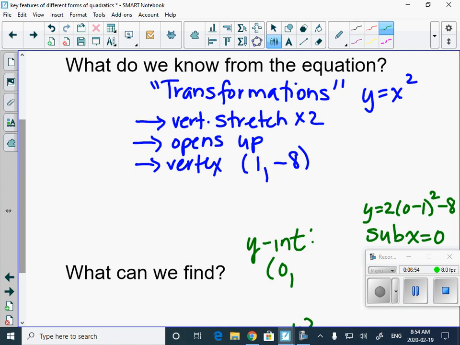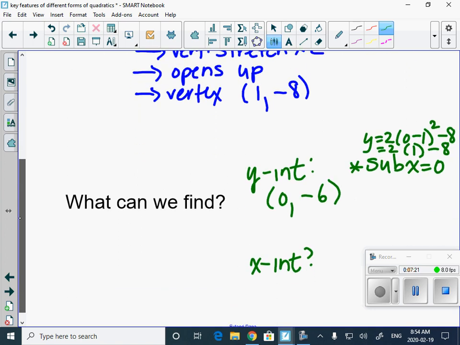Here we go. I have 2 times negative 1 squared. Negative 1 squared is positive 1. 2 times 1, order of operations. 2 times 1 is 2. 2 subtract 8 is negative 6. So we can find the y-intercept by substituting x equals 0 just like last time. And also, the y-intercept is the same. Crazy.